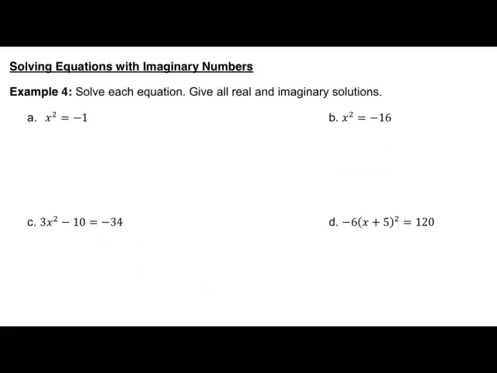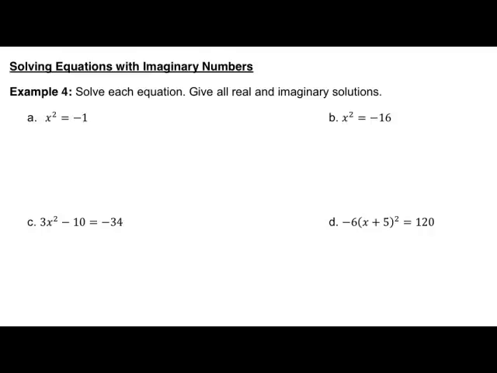Our last example 4, we're solving equations with imaginary numbers. So this is just like the previous section, only now if we have imaginary numbers, we have to simplify them. So you're going to end up with real and imaginary solutions for all of these. So for part A, we have x squared equals -1.